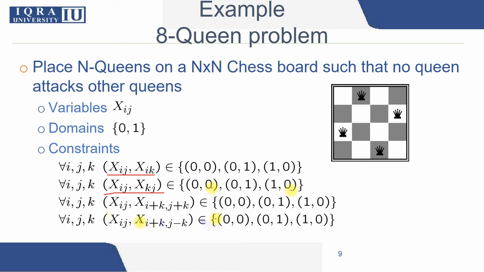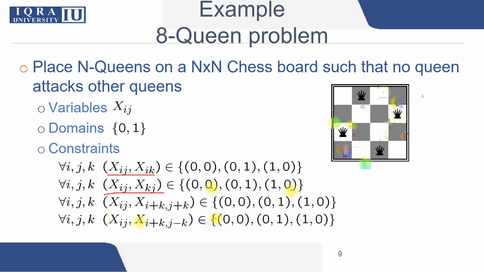You can see that if this is a queen, you cannot place any queen in the horizontals, the verticals and the diagonals. And similarly, if this is a queen, then you cannot place a queen in the horizontals or the verticals or the diagonals. And similarly for every other queen. And you can see this is a solution because no queen is attacking the other queen.